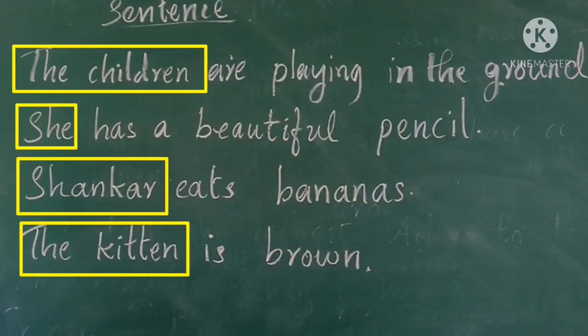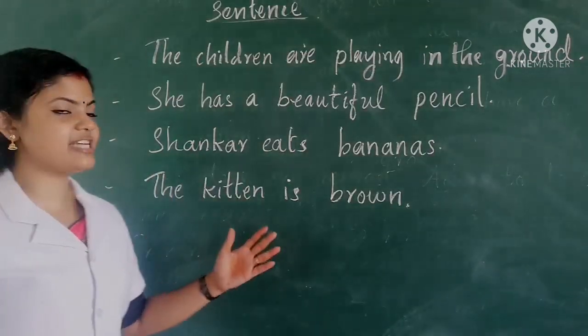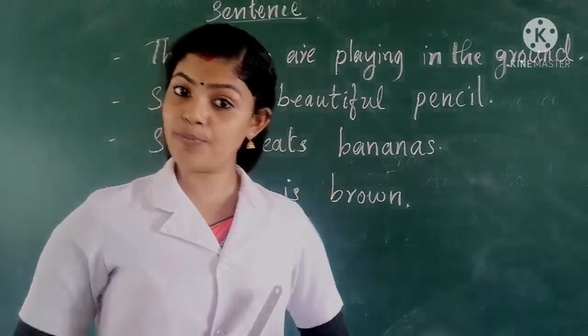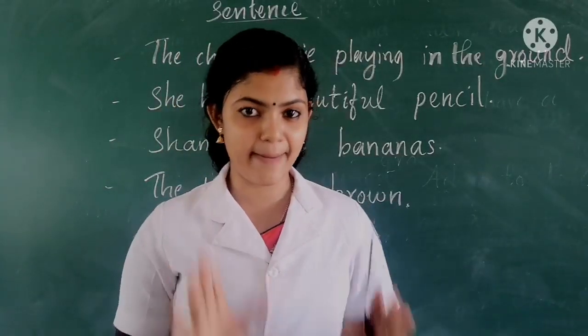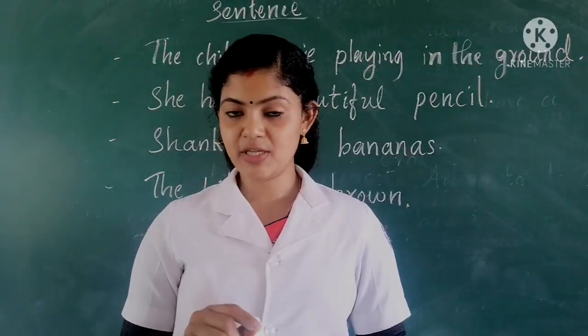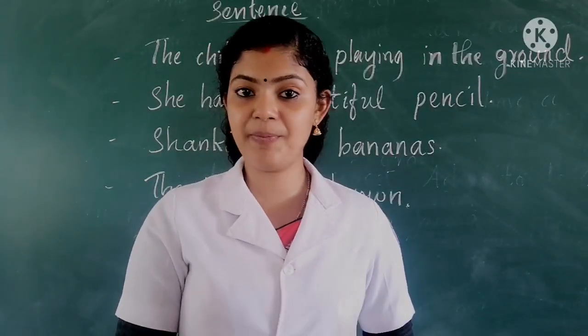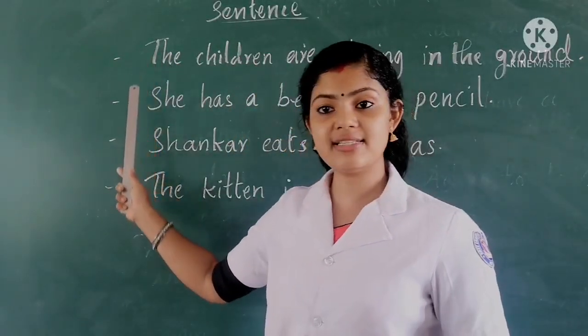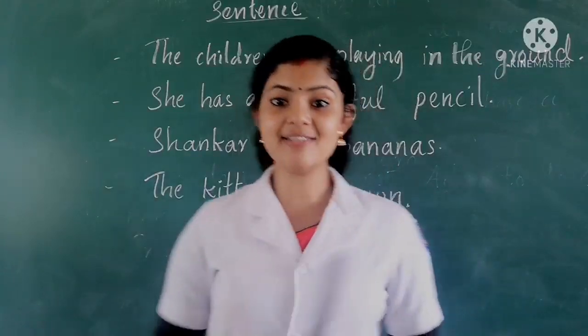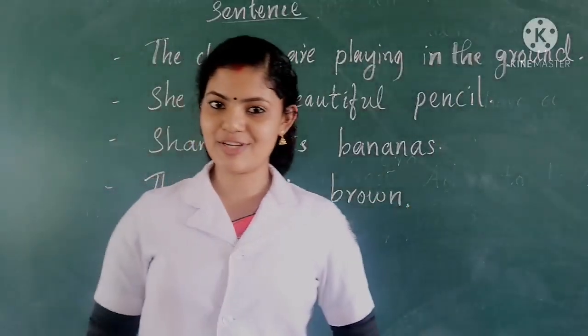Okay. Children, here these words are subjects. The children, she, Shankar, the kitten. So normally in English sentence pattern, subject will come first. Okay, so children, a sentence is group of words with verb and it always begins with a capital letter and ends with a full stop. So when a sentence begins, we have to begin with a capital letter. Here you can see all these sentences begin with a capital letter and end with a full stop.